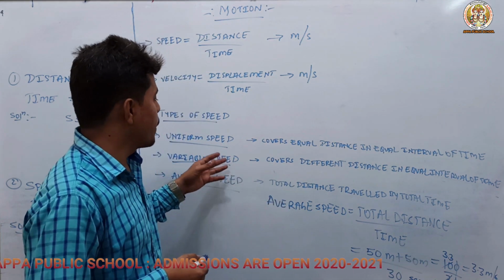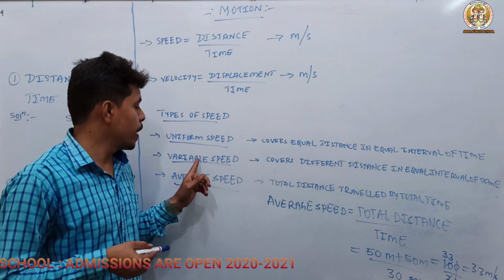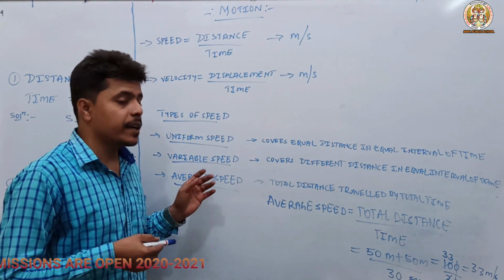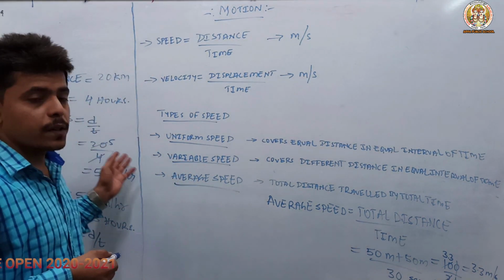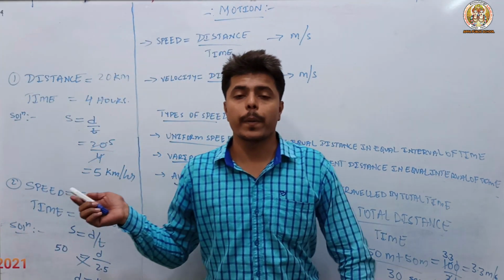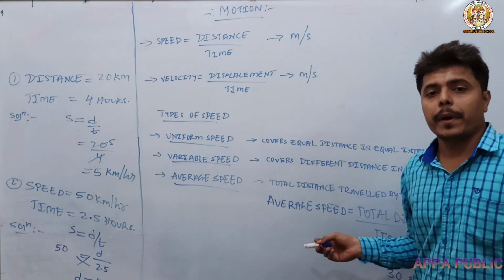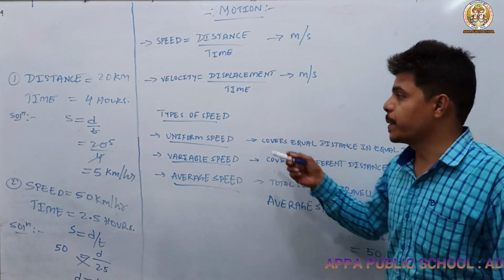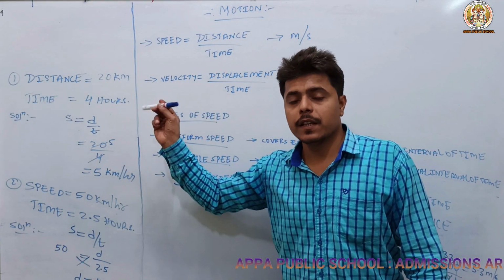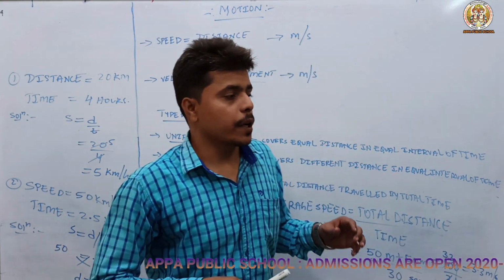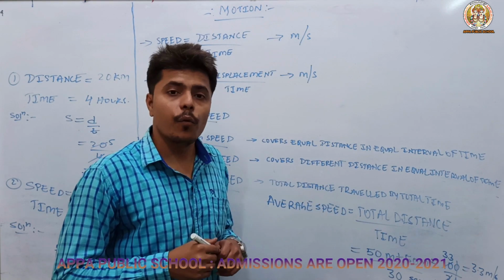So we have come across uniform speed, variable speed, and average speed, and we have solved 2 or 3 problems based on speed and average speed to make you understand the importance of average speed. These 3 problems we have solved. Okay, so next is about velocity.